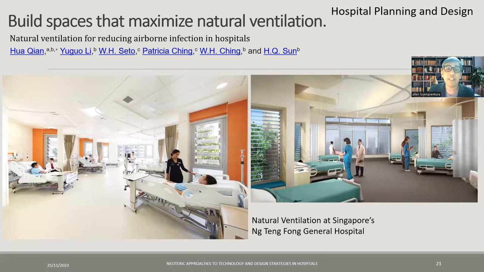It is a fact that a high ventilation rate is effective in reducing cross-infection of airborne diseases in hospital and isolation rooms. Natural ventilation can deliver a much higher ventilation rate than mechanical ventilation in an energy-efficient manner. The paper written by Kian, Lee, Seto, Ching, and Sun presents actual measurements of naturally ventilated hospital wards in Hong Kong. The research results prove that natural ventilation could achieve a high ventilation rate when both windows and doors were open in a ward.